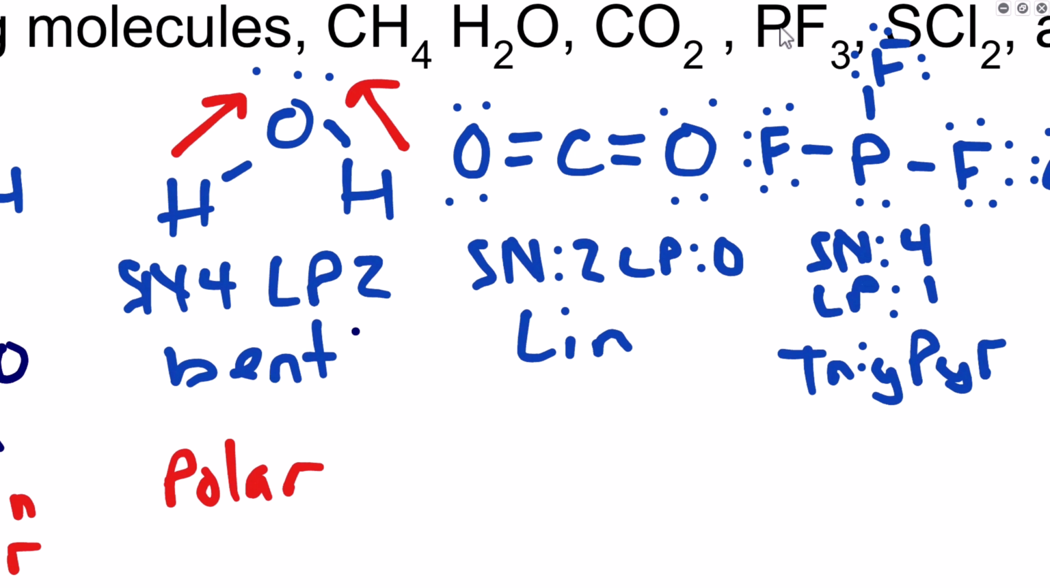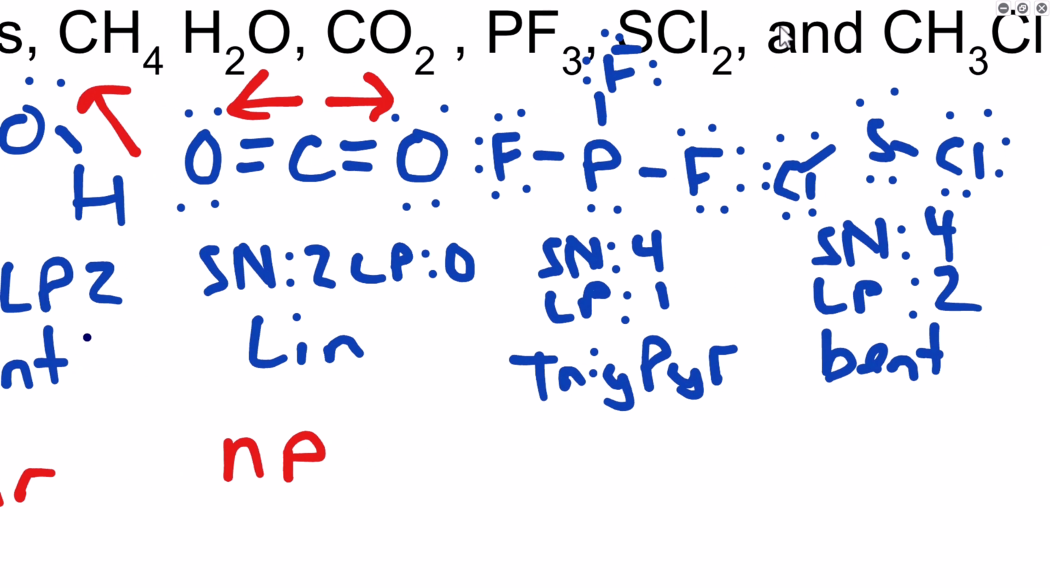CO2. Dipole arrows are going to point outwards towards the oxygen due to oxygen having a higher electronegativity than that of carbon. Again, ask yourself, do these dipole arrows cancel? Yes, they do. So this is a non-polar molecule. So even though it has polar bonds, it is a non-polar molecule because those dipole arrows cancel each other out.